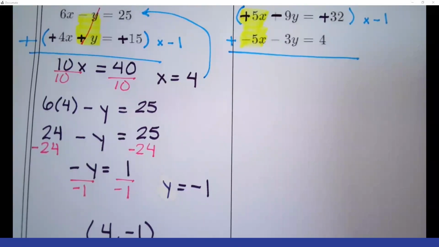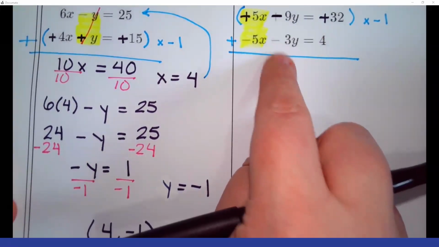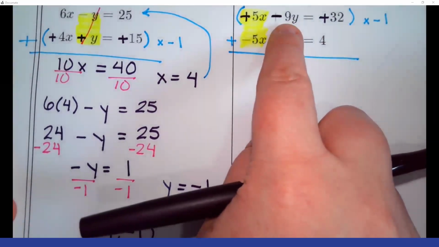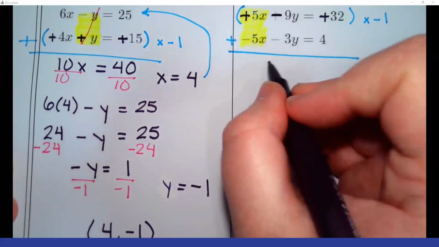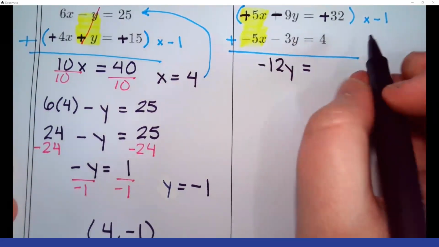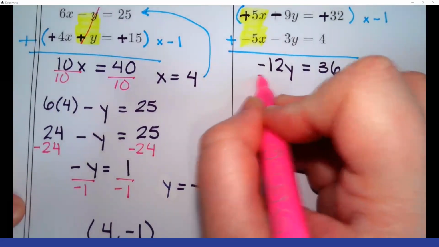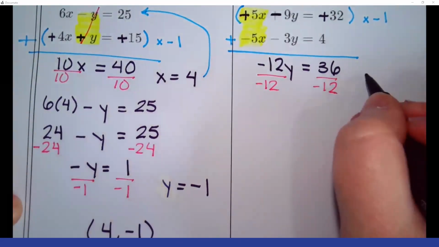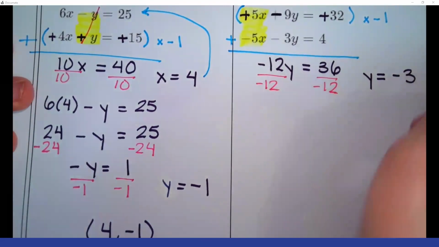All right. So let's check to see if you got the y. And this one, again, be careful because we do have negatives here. Remember, this 9y is now -9y plus -3y is -12y. And then 32 plus 4 is 36. Divide by -12. And we get y is equal to -3.